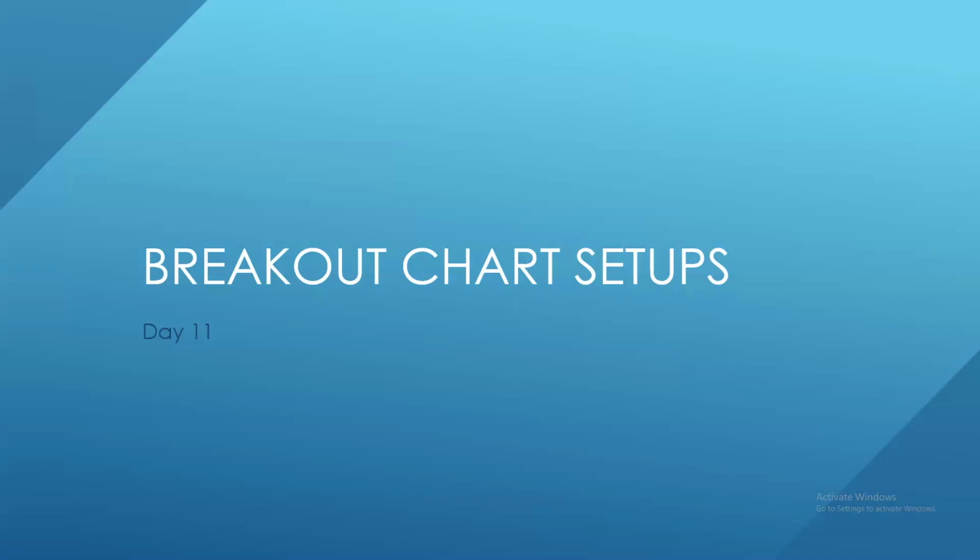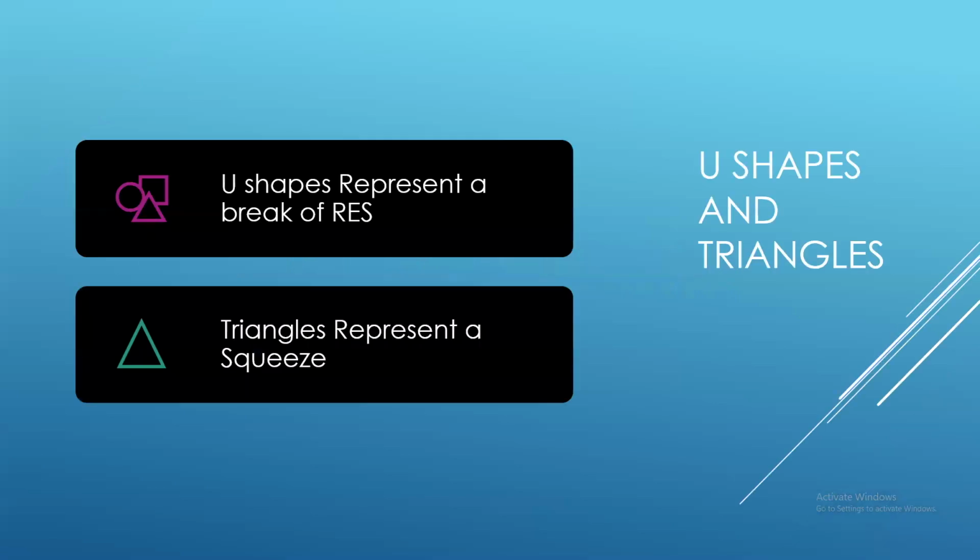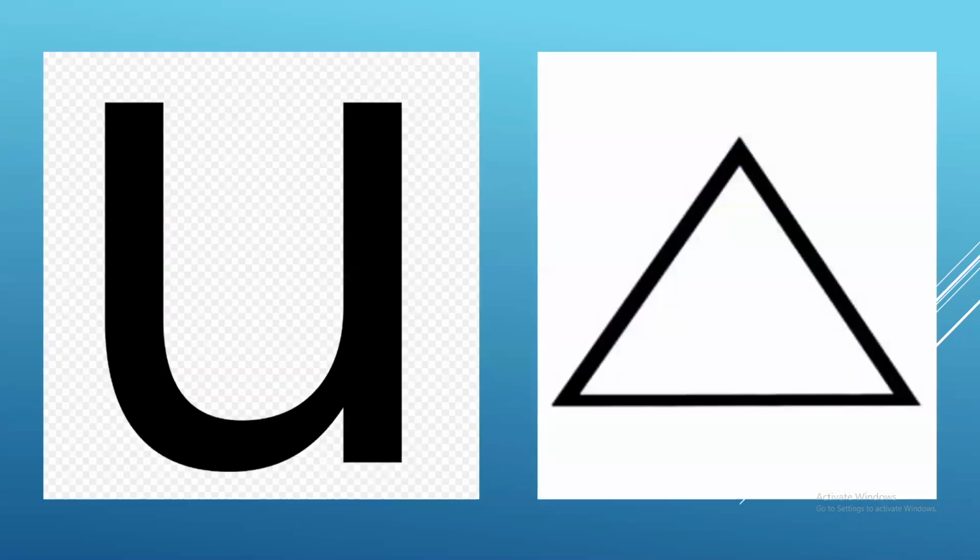So before we start getting into any sort of breakout chart setups, before we start diving into these patterns that you should remember, we need to go over two different things first. Now, this may be a review to some of you, but to new traders, the thing that we're constantly looking for in the stock market is U shapes and triangles. That is really all we are looking for while finding breakouts. I know that may sound a little bit weird, but we are constantly looking for U shapes and triangles. Now, why would that be? Well, U shapes are going to represent a break of resistance, and triangles are going to represent a squeeze on a stock.